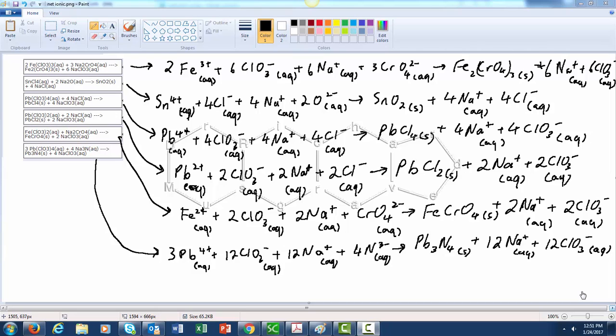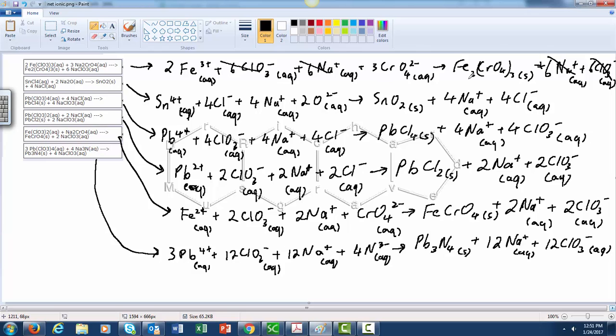So with what I was just saying in mind, let's look at the first one, for example. You can see that we've got the 6ClO3 minus and the 6Na plus, and they're the same on both sides. So I can actually cancel those out. And all we're left with then is the net ionic equation.